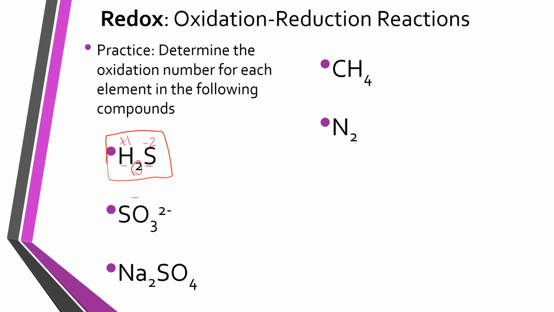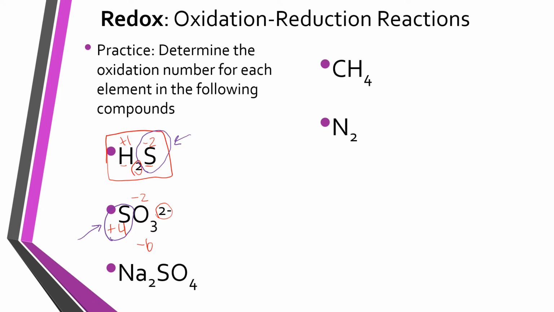Oxygen is minus 2 times 3 is a total of negative 6. I need this to add up to negative 2, so sulfur has to be plus 4. So obviously, we can see that elements can have different oxidation numbers. Here, sulfur was minus 2, and here it's plus 4. So it totally just depends on what it's bound to and what's going on in the compound.